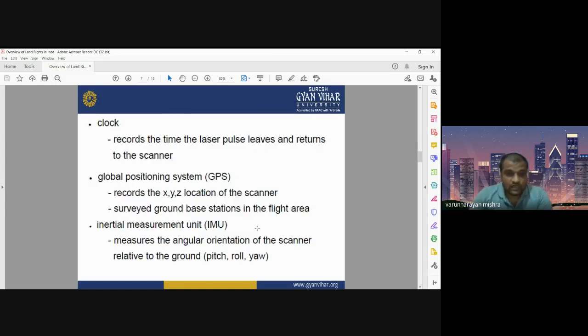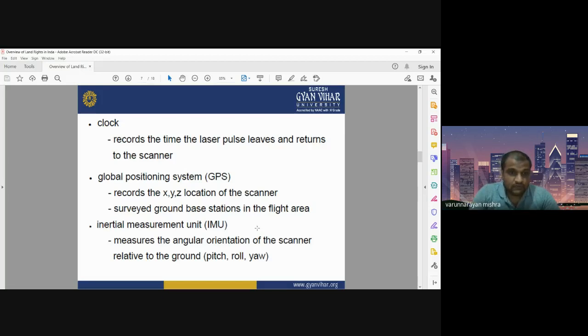Okay, so there is also a clock, high precision clocks. These clocks record the time of the laser pulse that leaves from the system and returns to the scanner. Okay, the time of the leaving of that pulse and when it returns to the scanner or the receiver. So this is the duration of the time travel, or you can say the time taken by that pulse from the system to reach the object, and again after interaction with the object it is returned back to the receiver on the system.